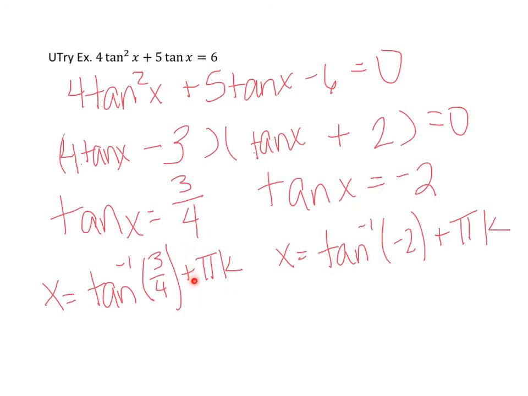Then we're going to have to add pi k, and the reason you add pi k is because tangent is positive in quadrants 1 and 3, so that's going to be adding pi k. Tangent is negative in quadrants 2 and 4, and so that's also why we add pi k. The calculator is usually going to give you the first positive answer or the first negative answer, so either one you land on, if you landed in quadrant 4 or quadrant 2, you would still add pi k to get there.